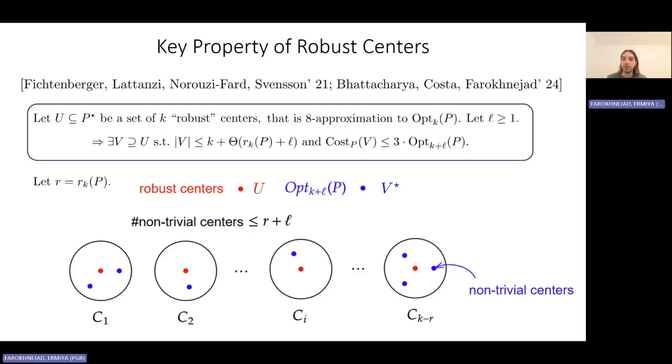And why is V a good approximation for optimum K plus L median? Because in any part that contains more than one blue center, we have already inserted all of these blue centers. So the cost of this solution is equal to the cost of the optimum solution in that part. And in the other parts that contain exactly one red center and one blue center, because U is robust, this red center is a 3 approximation of the blue center.